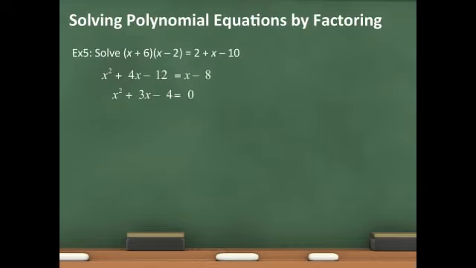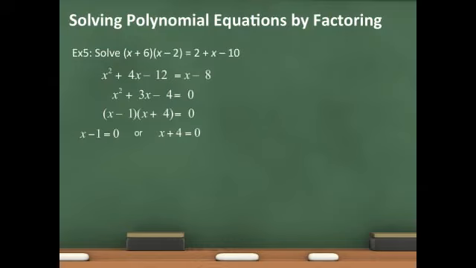Step 2 is to factor the polynomial on the left side of the equation. Again, we have three terms which we can factor using the no fuss method. Upon factoring, we get the binomial x minus 1 times the binomial x plus 4, which equals 0. We are now ready for step 3. In step 3, we apply the zero factor property. Using this property will give us two equations, x minus 1 equals 0 and x plus 4 equals 0.